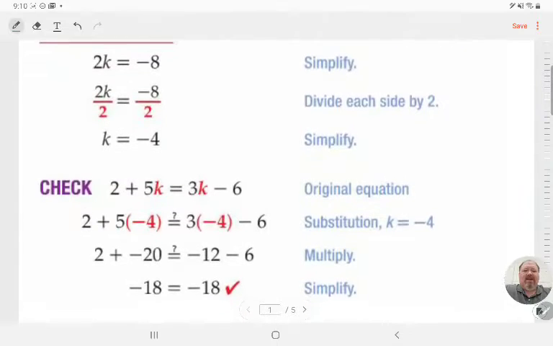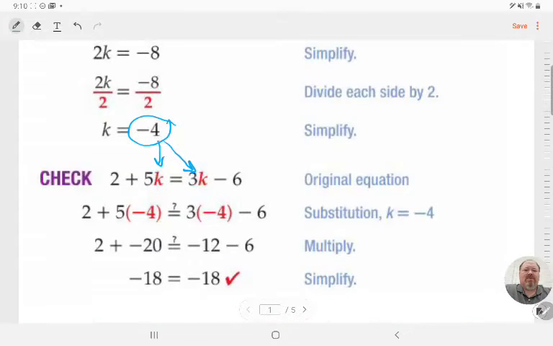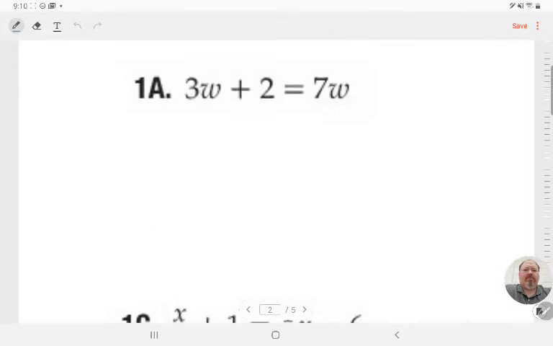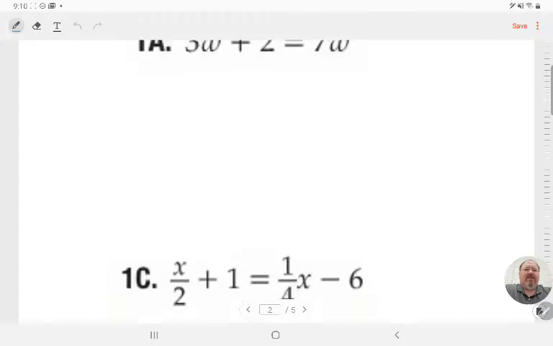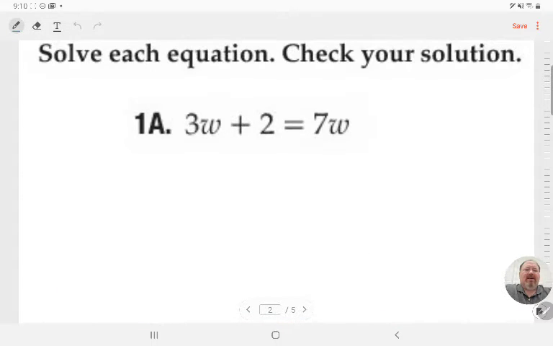Then again, to check it, we take that negative 4 and we plug it back into wherever there's a k. And then we solve it, and we get negative 18 equals negative 18. So therefore, it checks. It works. Okay? All right, so here's a couple, 1A and 1C, for you to try and then come back and see how you did. Okay?